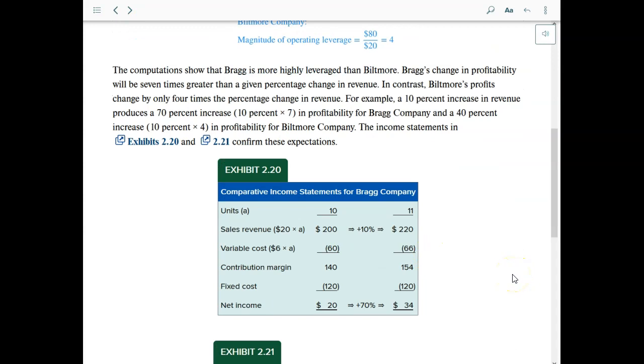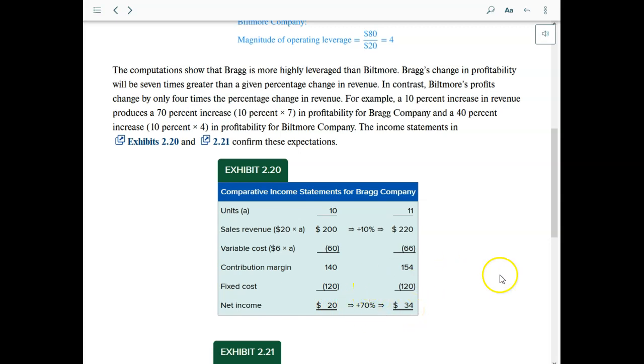How do we apply this? Well, let's look at Bragg. If Bragg's revenue goes up 10%, the variable cost for its structure goes up by another 10%, 66. Contribution margin will also go up because, of course, revenue went up, variable cost went up. Fixed cost stays the same, and so we have a jump from $20 net income to $34. 70% of 20 is 14. It's going up 70%. Add the $14 to 20 to get 34. You can take 20 times 1.7 to get 34.